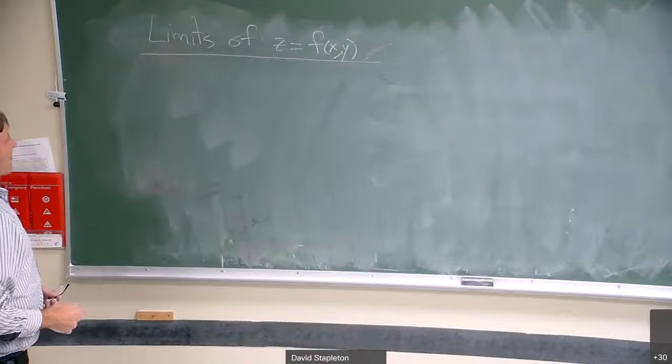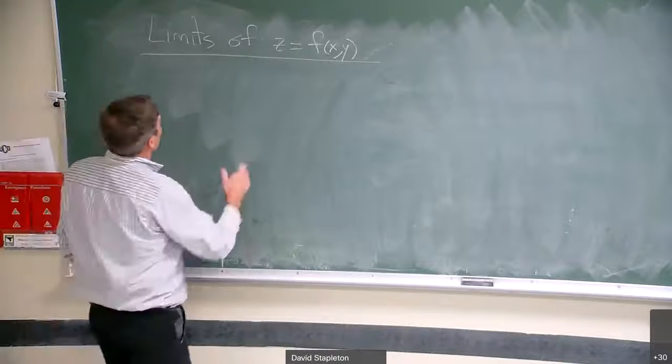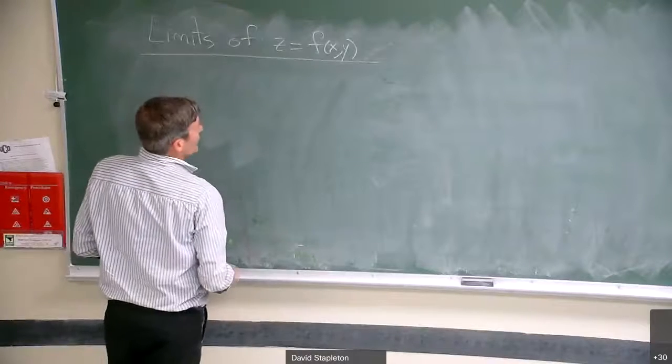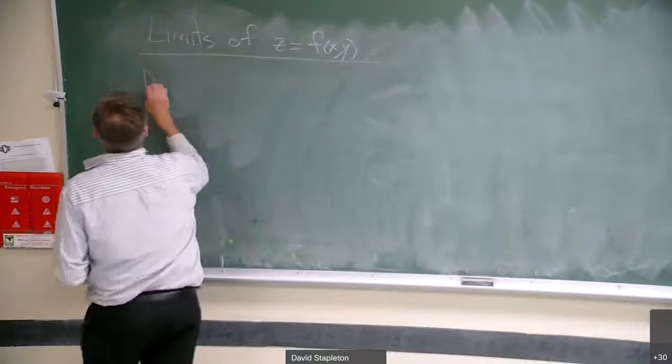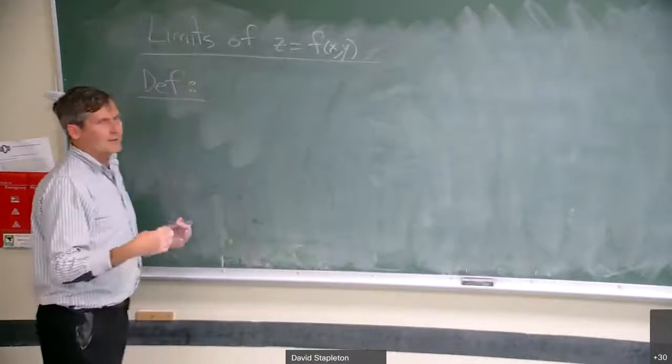We want to do something really analogous to what we did in calculus 1 for limits of a function of one variable, but the picture is a whole lot different. And so we'll say this definition applies. You want to see the definition so you know when it's true.